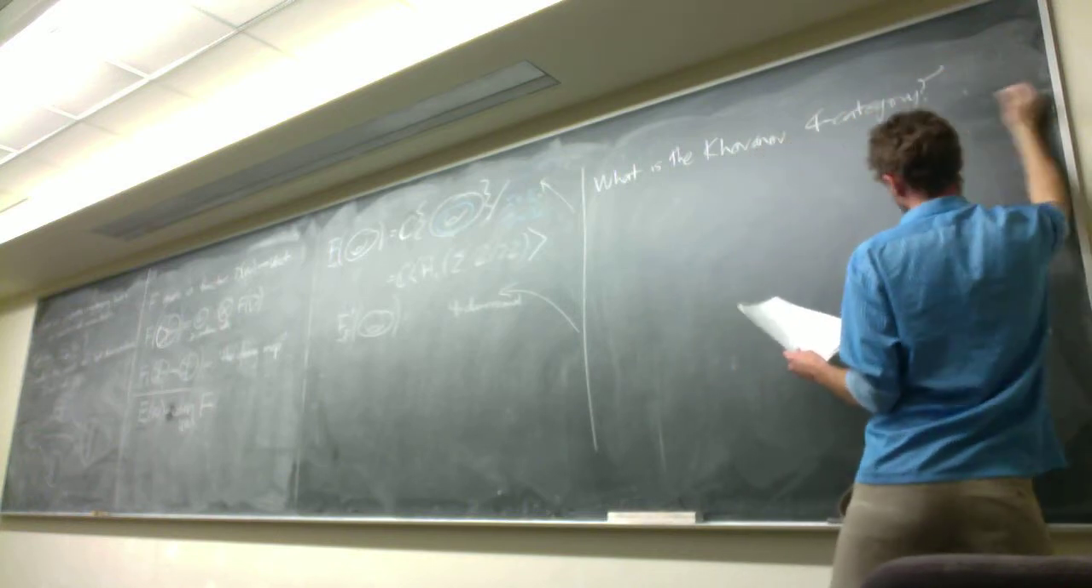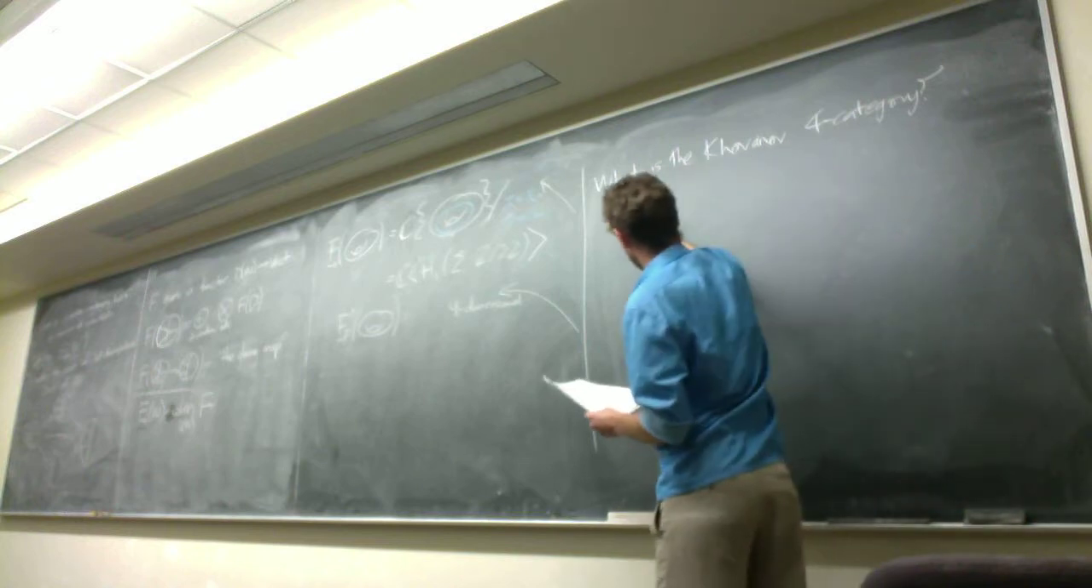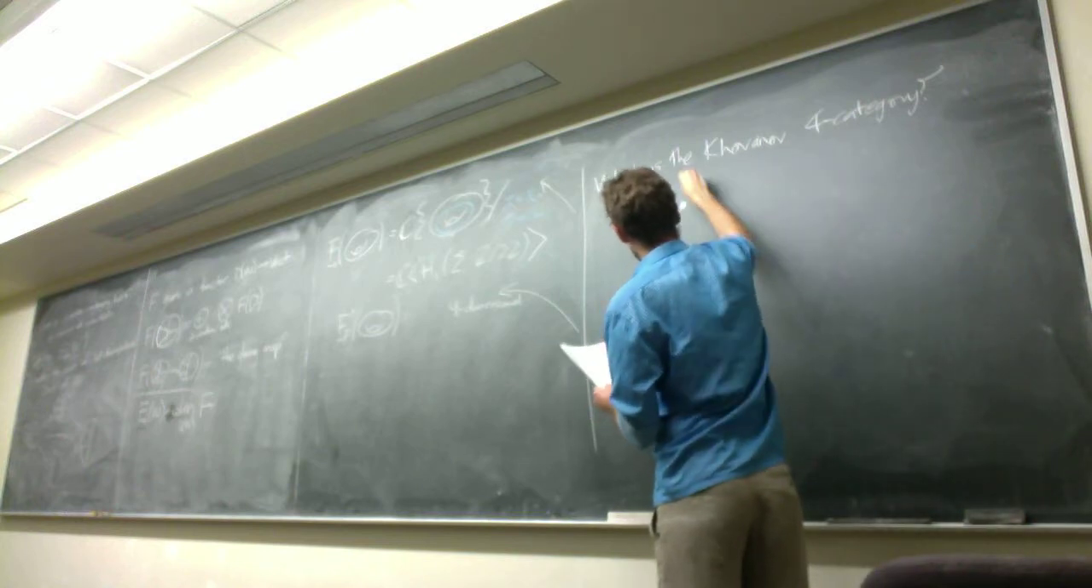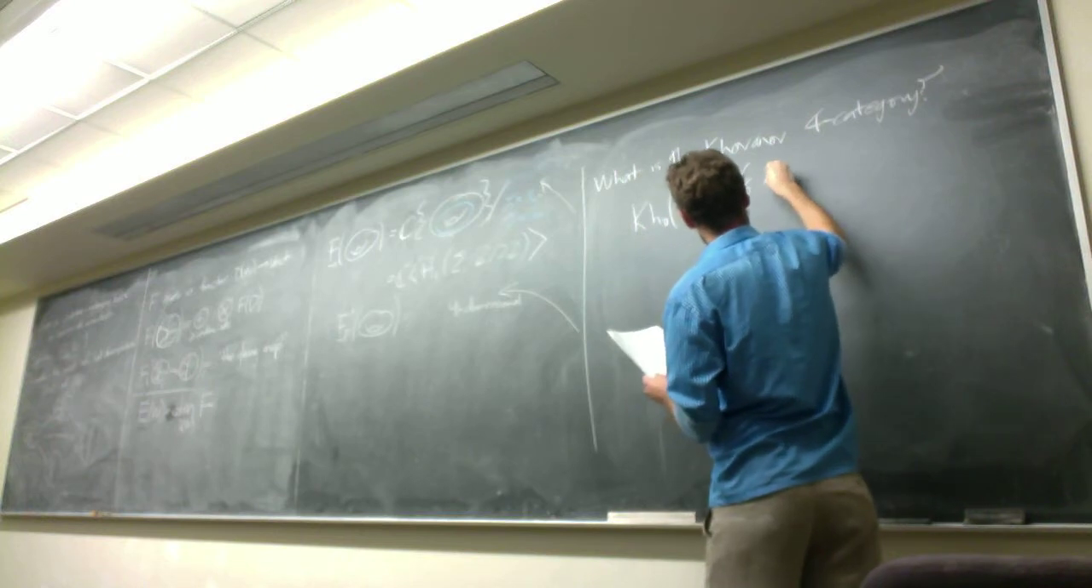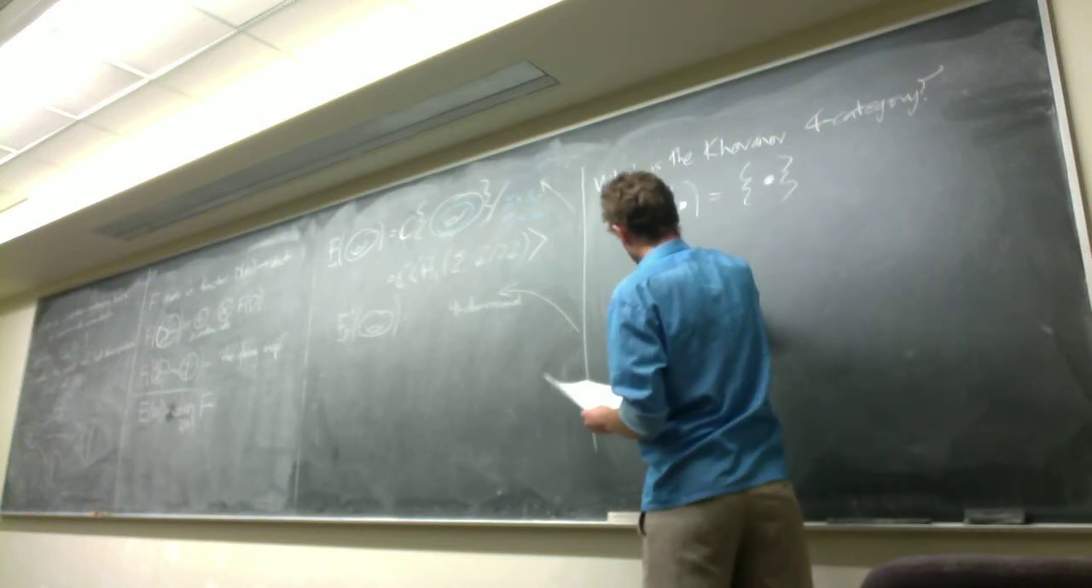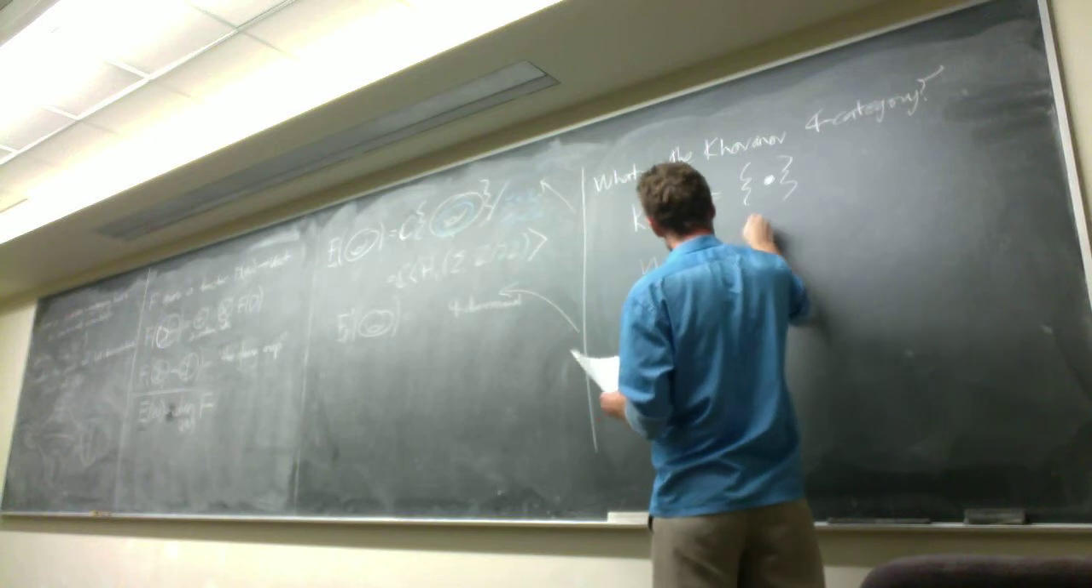Okay. So what is the Khovanov four category? Four is a pretty stiff limit, actually. Yeah. What is the Khovanov four category? Let me get going and tell you something. I just need to tell you all these sets that I want to associate to various things.